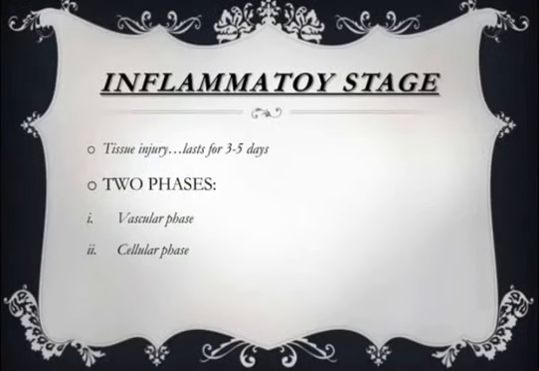There are three stages of wound healing. One is the inflammatory stage, the reactive phase, then the proliferative stage and the remodeling phase. The proliferative phase is also known as the regenerative, reparative or fibroblastic phase. The remodeling phase is a maturational phase. In the inflammatory phase, the tissue injury lasts for 3 to 5 days. Two phases take place here: the vascular phase and the cellular phase.